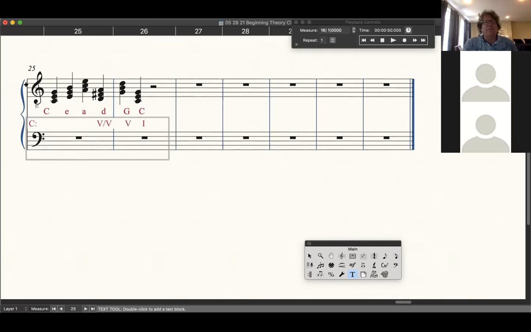So the bottom under the slash tells you what chord is being affected, and the top tells you it's acting like a five in that key. So this chord has been tonicized. It's now acting briefly as one, and this chord is acting like the five chord of that chord. So it's a five of five, which then goes to a five to a one. Is that clear for everybody?